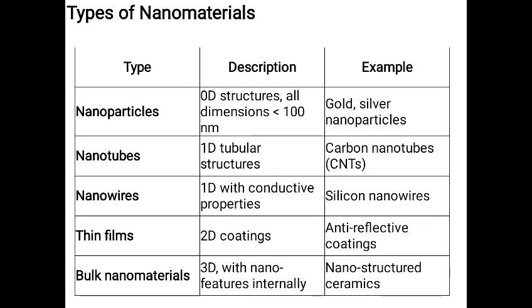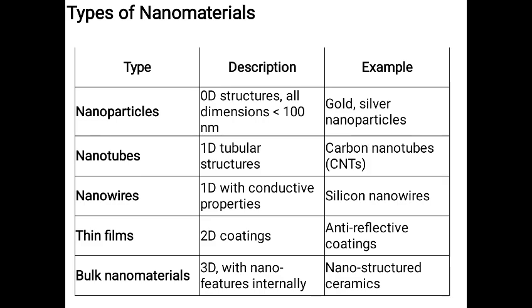Nanoparticle types based on the dimensions. They are categorized as 0 dimension, 1 dimension, 2 dimension, as well as 3 dimension nanoparticles. 0 dimension nanostructures are generally called nanoparticles. Example, gold and silver nanoparticles. All the 3 dimensions will be lesser than 100 nanometer.